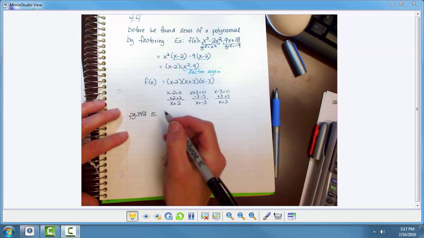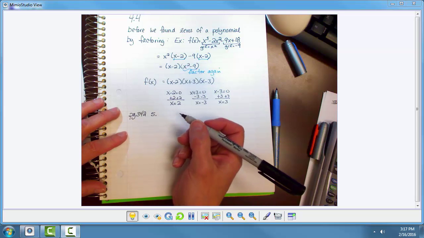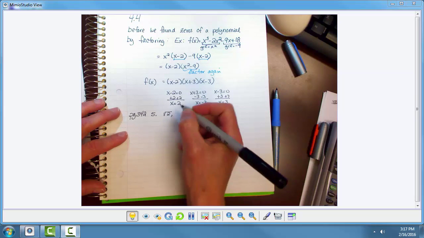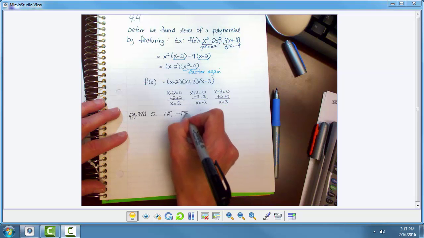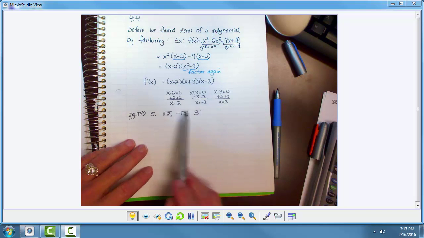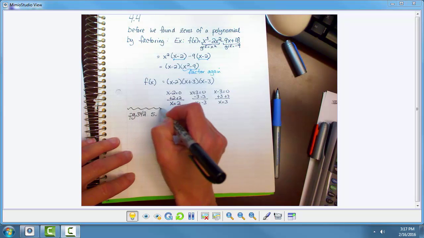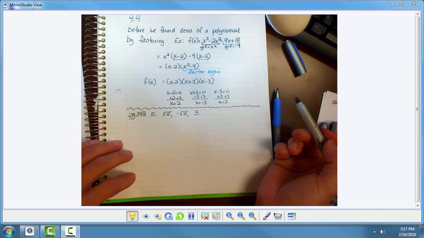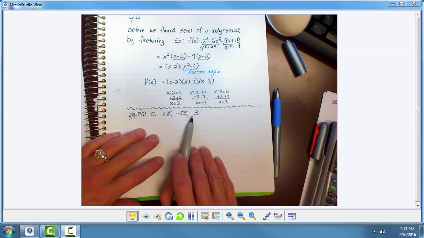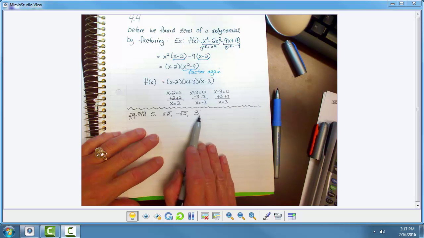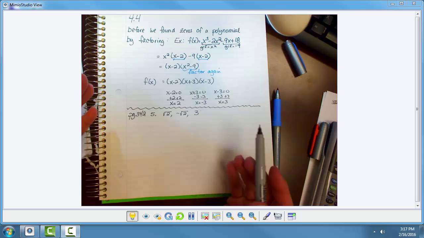It says, find a polynomial function of degree 3 with the given numbers as zeros. Number 5 uses the square root of 2, negative square root of 2, and 3. So again, you're going backwards. Instead of being given the polynomial function and factoring to get x, this time you're given the x's, or the zeros, and we want to go backwards. So these are your 3 zeros, which means you have to come up with the factors.